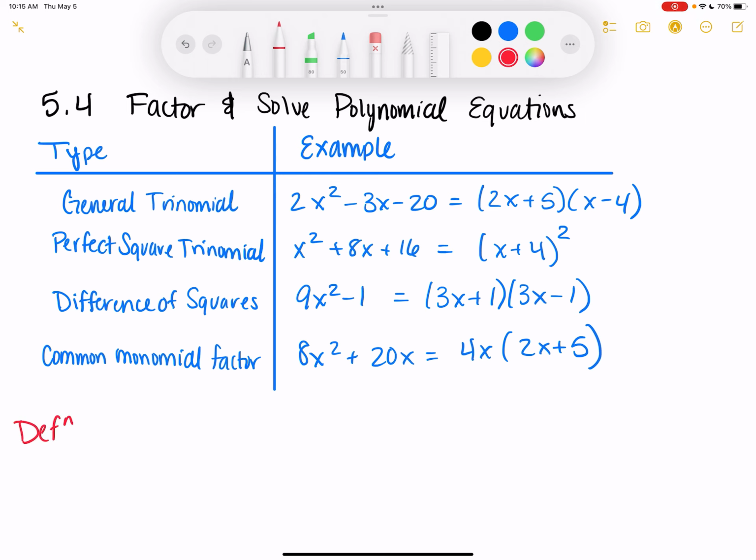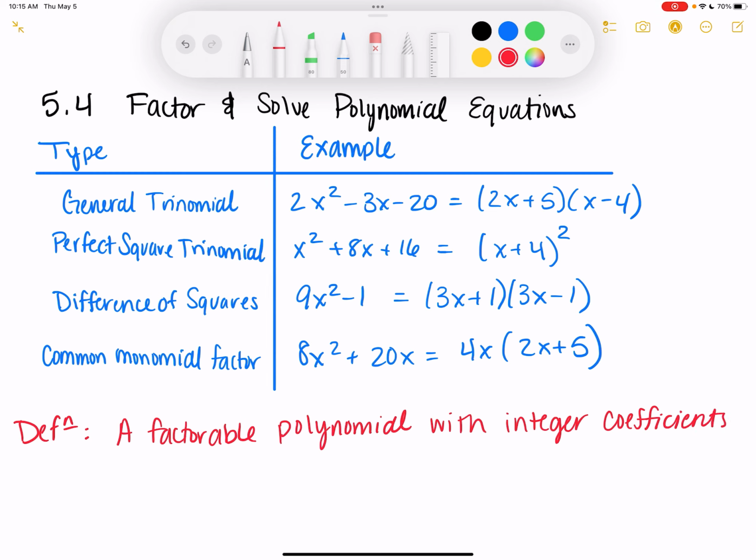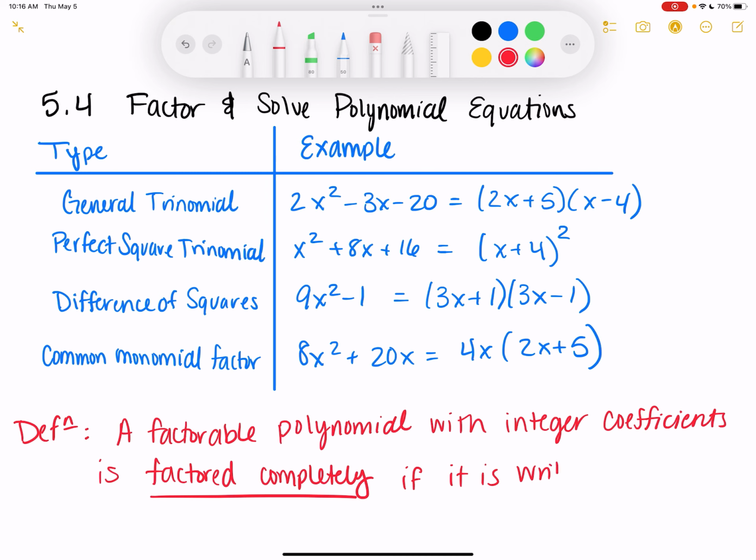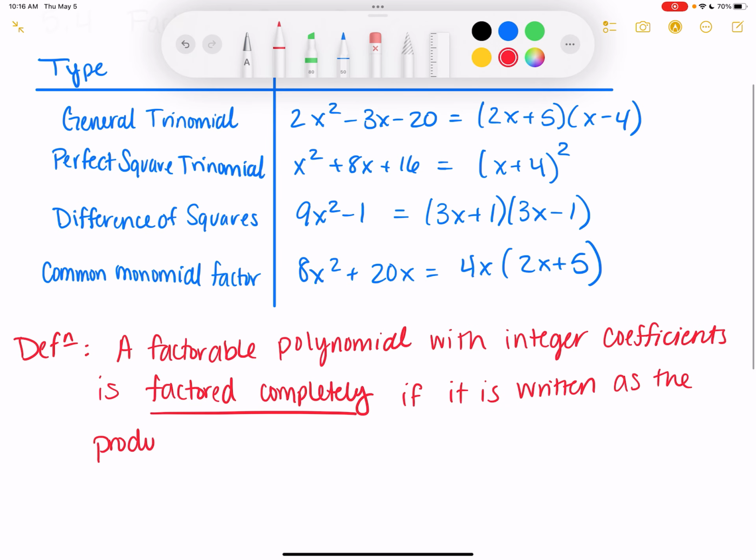So now we have a definition. A factorable polynomial with integer coefficients is factored completely, okay, so that's what we're defining, if it is written as the product of unfactorable polynomials with integer coefficients.